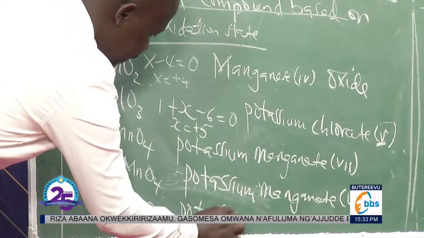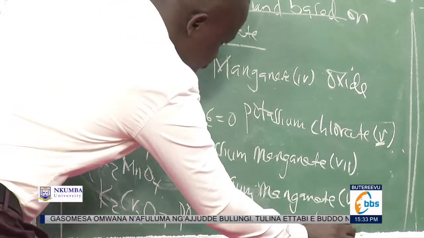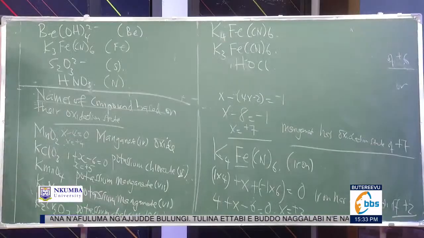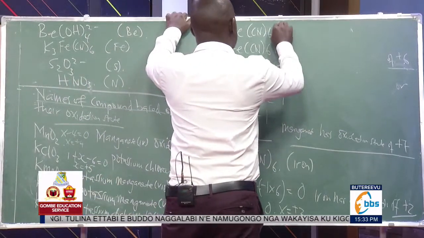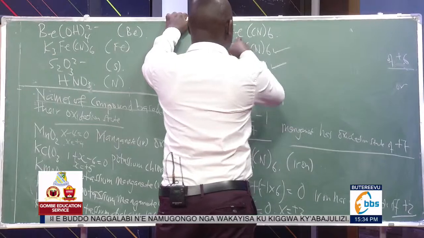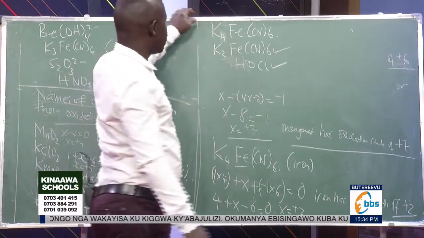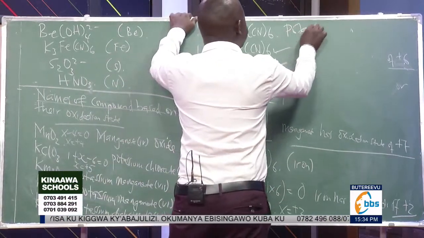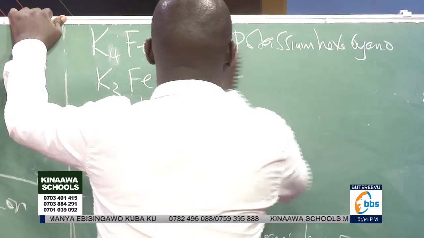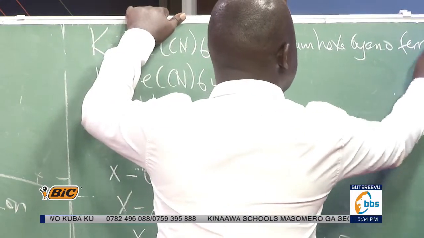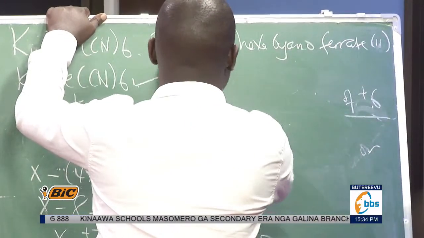This one I've already calculated the chromium. So it's called potassium dichromate 6. Now this one, you name this and even this one. Now here we calculated the potassium. Iron was having positive 2. So this one is called potassium hexacyanoferrate. The state of iron is 2. Ferrate 2 ions.